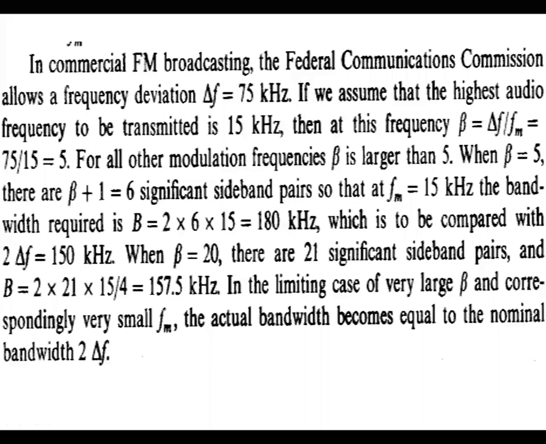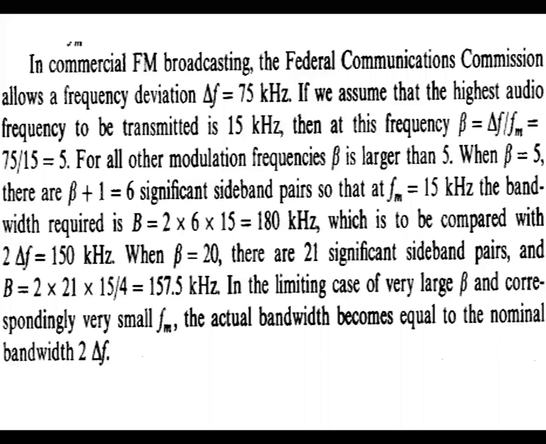In the limiting case of a very large beta and correspondingly very small FM, the actual bandwidth becomes equal to the nominal bandwidth, 2 into del F. The nominal bandwidth is 2 into del F. So the actual bandwidth becomes the nominal bandwidth, provided FM is a very small value at a very large beta value. Such problems may occur from an exam point of view. Please go through those problems.